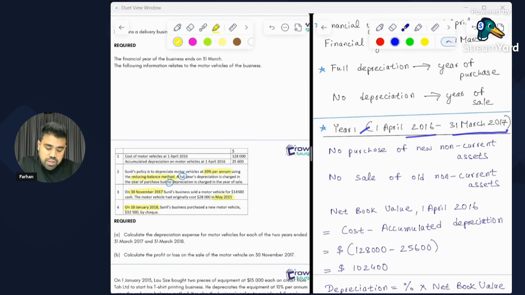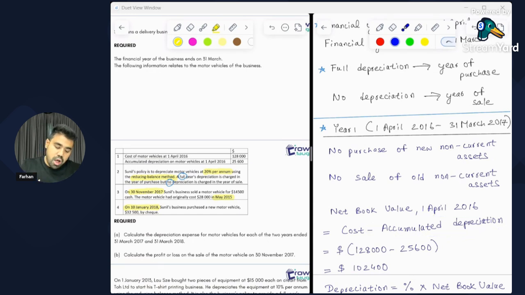Now, in the first financial year, based on information given in the question, we can confidently say that there has been no purchase of new non-current assets, nor have we sold any old non-current assets, right? So given that we've established these 2 pieces of information confidently, we can first find the net book value at the beginning of the financial year on 1 April 2016 for existing motor vehicles. How do we find the net book value at any given point in time? We simply take the original cost and subtract the accumulated depreciation, as you can see we have done here.